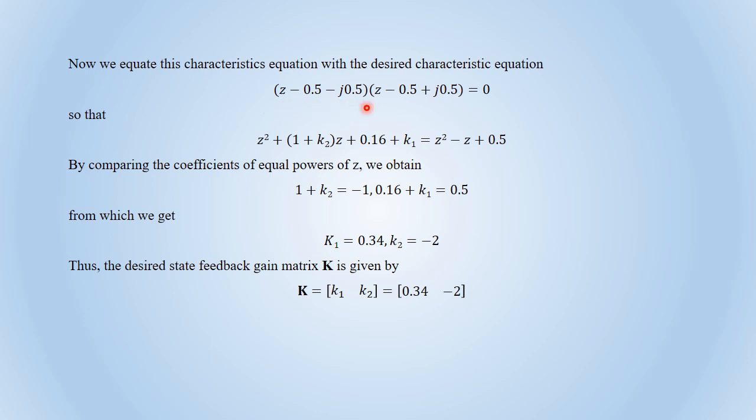So these are the desired roots. From this we'll get the desired equation, z square minus z plus 0.5, equating it to what we have got earlier. So equating the like powers of z, 1 plus K2 is equal to minus 1, and 0.16 plus K1 is equal to 0.5. So K1 is coming out to be 0.34 and K2 is coming out to be minus 2. And hence we are able to find the state feedback gain matrix K by direct substitution of K1 and K2.